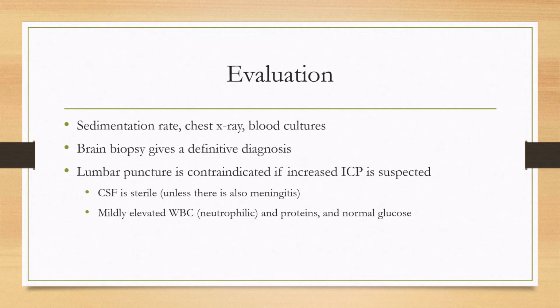Lumbar puncture is contraindicated, especially if there's increased ICP suspected. However, sometimes these are inadvertently done, and there's typically no organism found unless there's also a meningitis present. And you can see mildly elevated white blood cell counts, typically neutrophilic, as well as slightly elevated proteins with a normal glucose level.